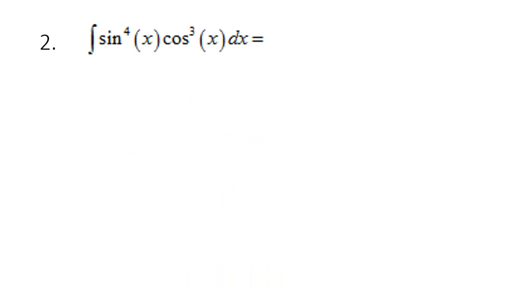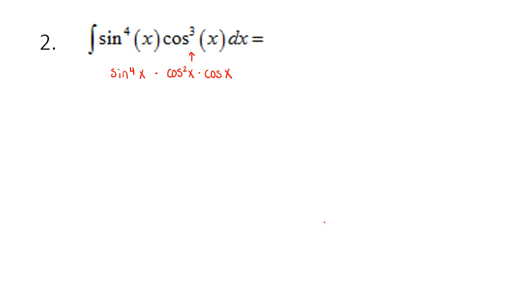Alright, here is your second question for today. We have sine to the fourth power and cosine to the third power. What I'm hoping you would do first is break up that cosine to the third power to be cosine squared x times cosine x. So we still have sine to the fourth power.